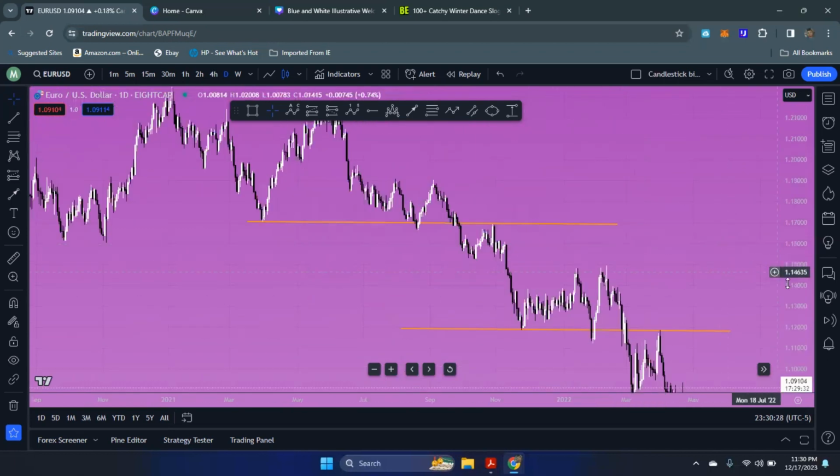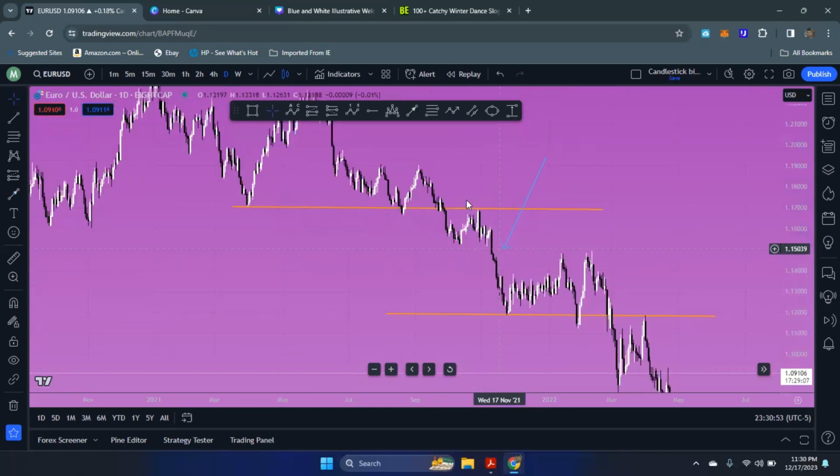All right, let's break this down. Swing point. Well, since we're selling, this would be the swing point right here. Okay, she tested and she acted as a resistance. We tested right here and she acted as a resistance, and then she went down.